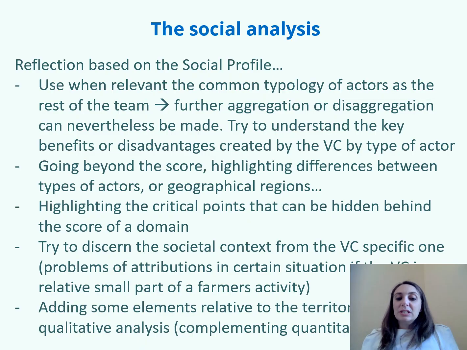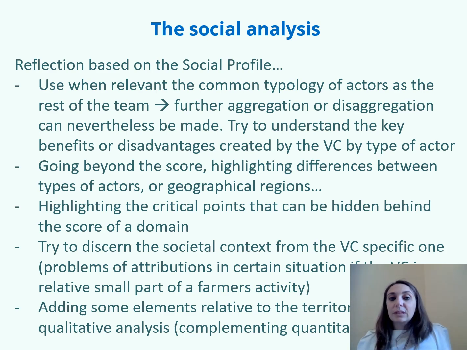Another key recommendation is to go in the analysis in writing beyond the score that you have in each domain of the social profile. You're asked, in fact, to only produce one social profile for each value chain, but you can have differences between the types of actors or between different regions of production. So this is the key information that is interesting for policymakers, because you might want to pinpoint that actually policymakers should act differently and tailor their action differently according to the type of actors or according, for example, to geographical regions.